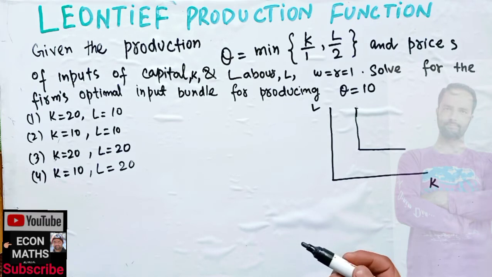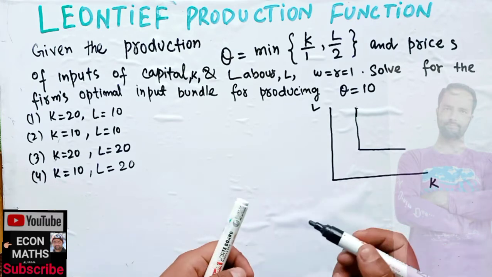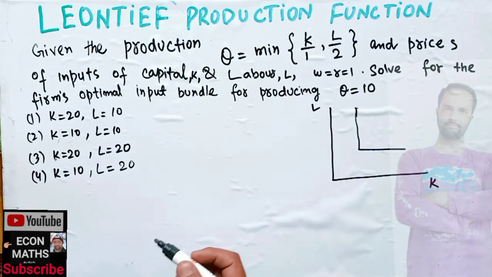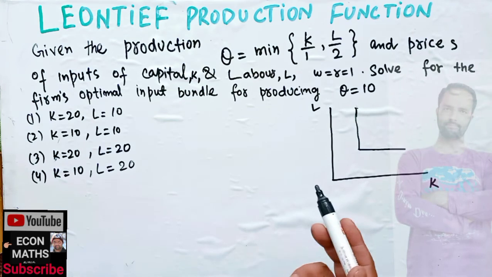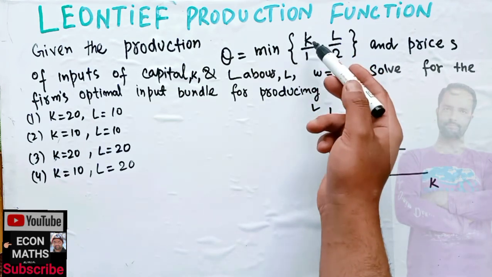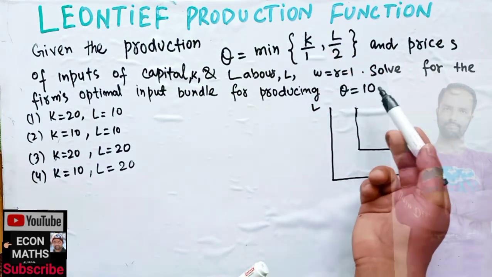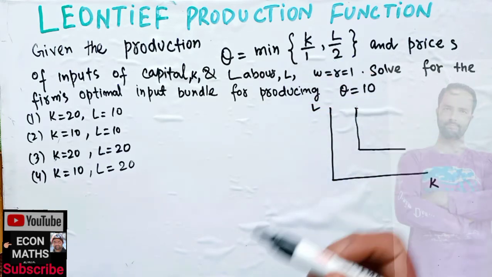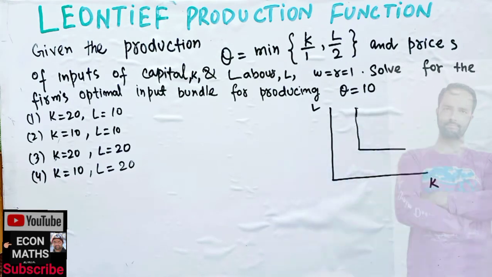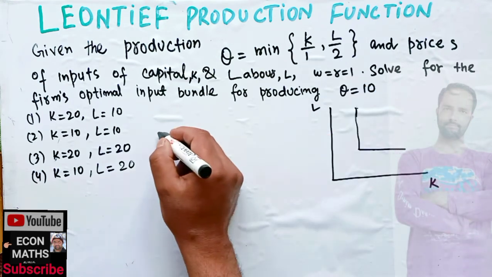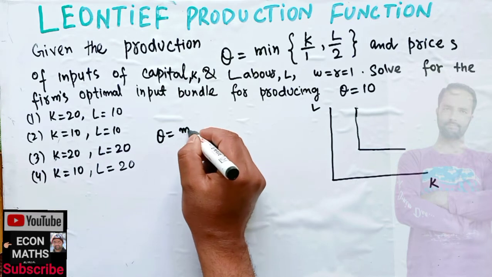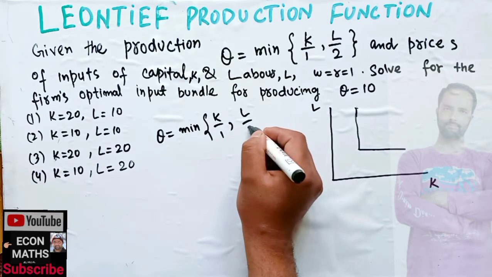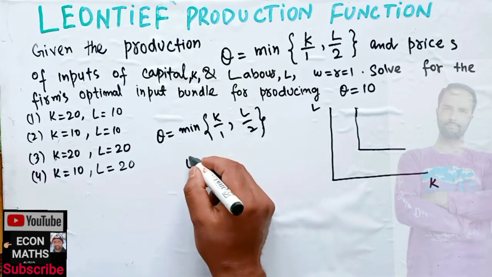What we do, we use capital and labor in a fixed proportion. And how do we solve? Let's write it first here. To solve this question, we just equate whatever is in the brackets with Q is equal to 10. So whatever is in the brackets, we equate it with the quantity that we need to produce. That means what we are being given, Q is equal to minimum of K upon 1, L upon 2, and we have Q is equal to 10.